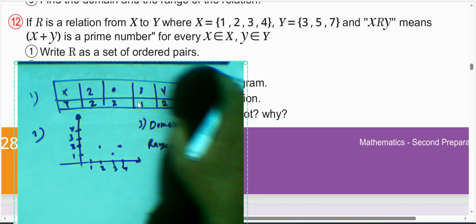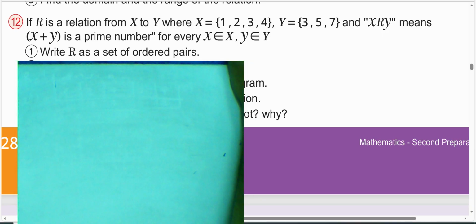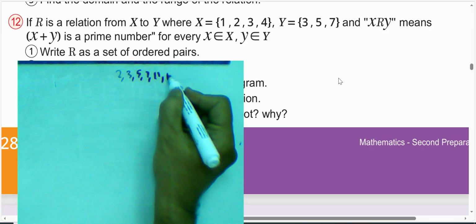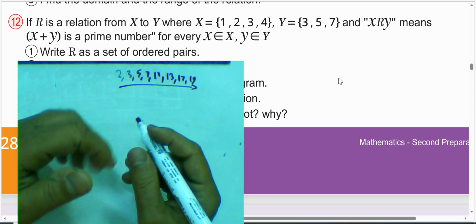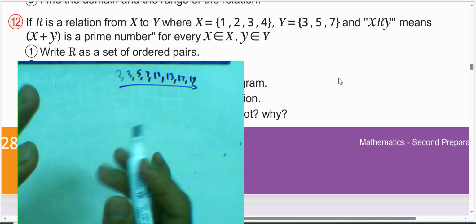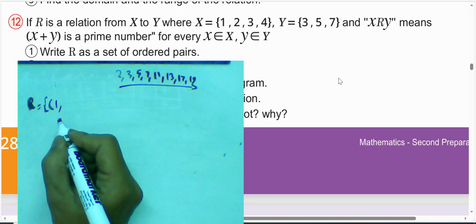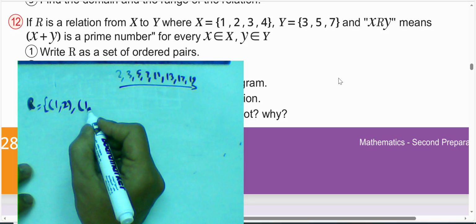Give me the relation from x to y where x equals 1, 2, 3, 4 and y equals 3, 5, 7. The relation means x plus y is a prime number. We know prime numbers like 2, 3, 5, 7, 11, 13, 17, 19. Any prime number has only 2 factors: it can be divided by itself and 1 only. Then x plus y prime number is like what? We can write 1 plus what equals a prime number? 1 plus 2 equals 3 and 1 plus 4 equals 5.